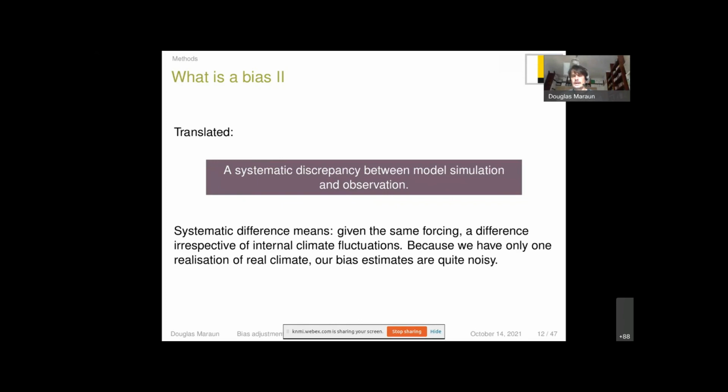So our bias estimates might not be very good, and this might have consequences, for example, when you calibrate a model to a certain period, and then you estimate, let's say, the climate change signal. You might get something else when you take a different realization of the model, or when you take a slightly different reference period. You might end up with different climate change signals there. So we have to keep that in mind.